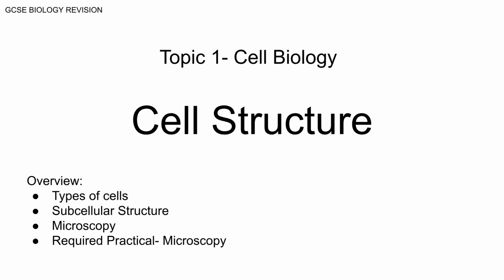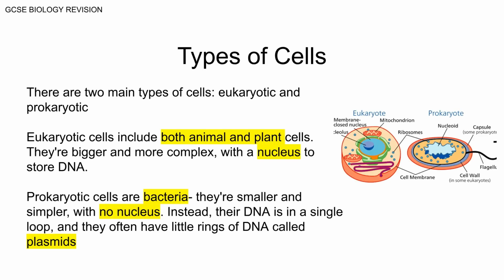In today's video, we'll be breaking down some important GCSE biology topics: types of cells, subcellular structures, and microscopy. I'll walk you through everything you need to know in a way that's easy to understand. So let's dive in. First, let's start with the two main types of cells: eukaryotic and prokaryotic cells. These cells are the foundation of all life, but they're different in some important ways.